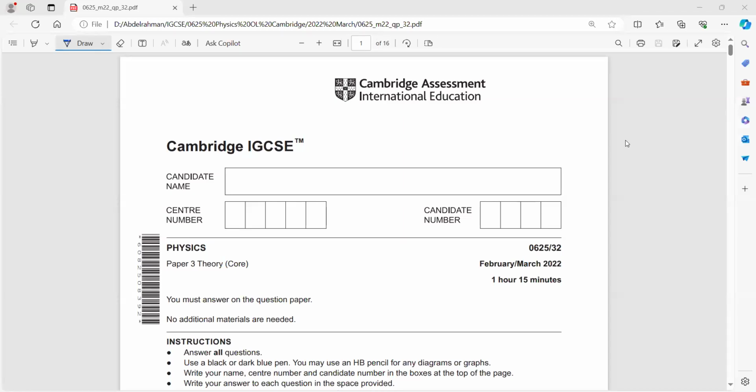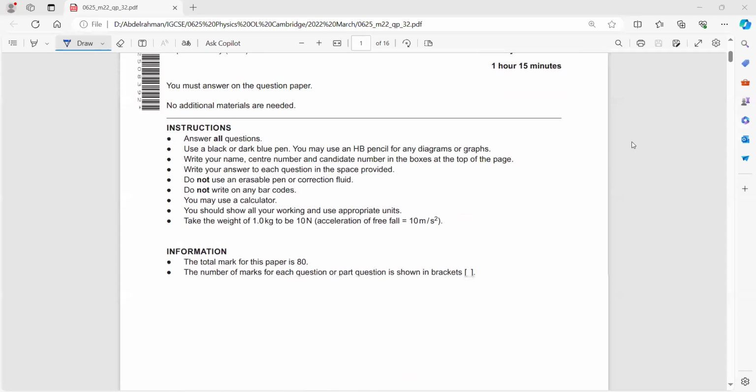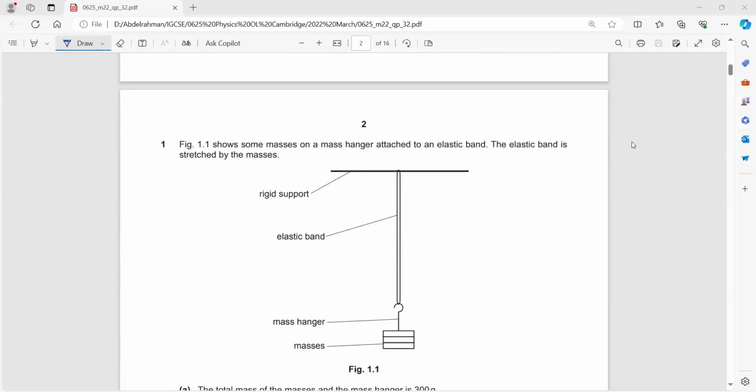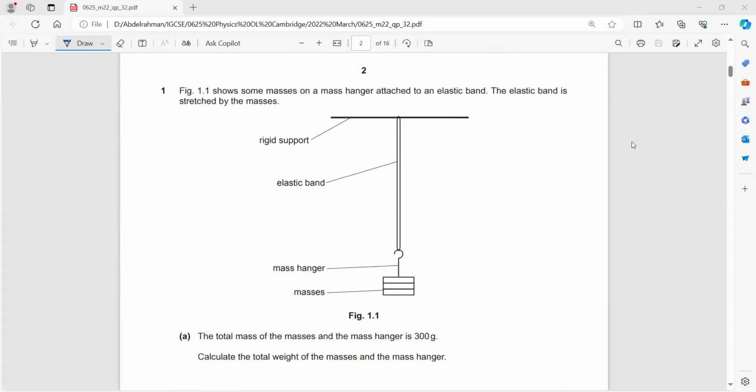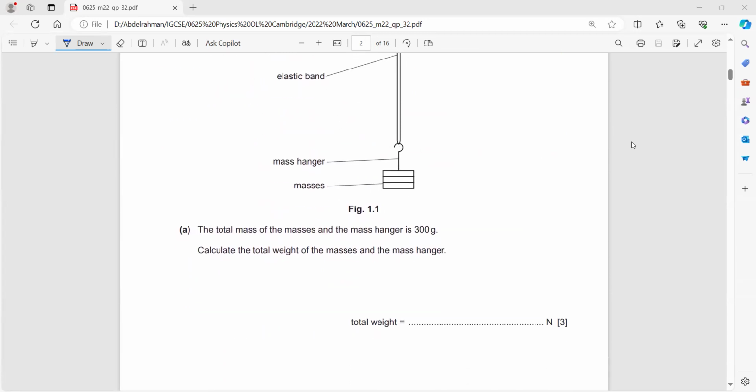Okay. February, March 2022, paper 3, variant 2. Question 1. An elastic band, some masses. The total mass of the masses and the mass hanger is 300 grams.